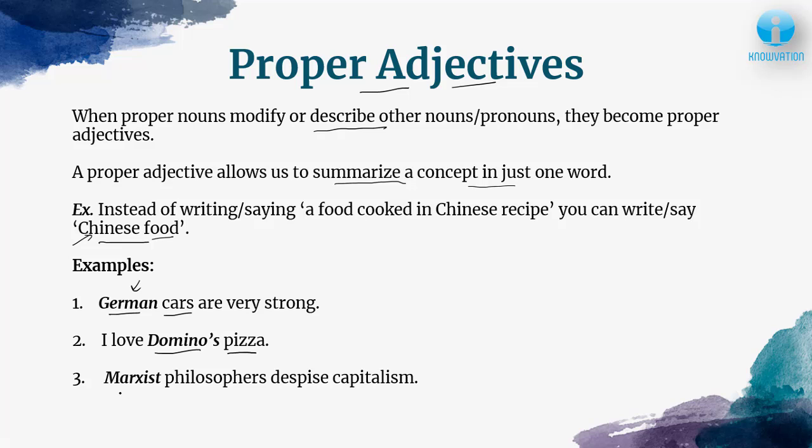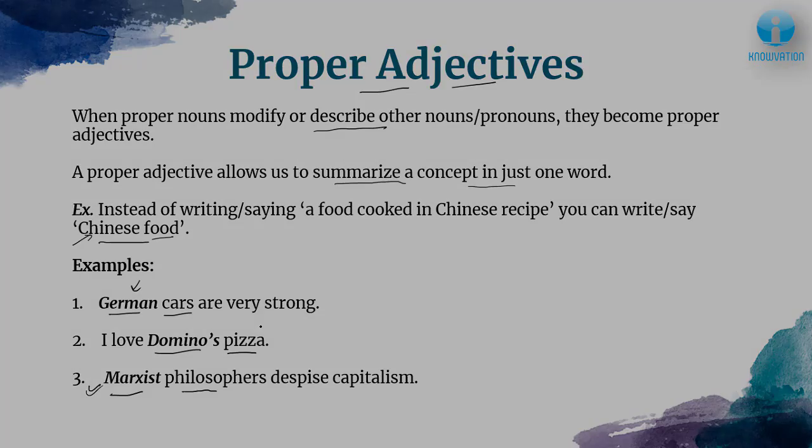Next, Marxist philosophers despise capitalism. So friends, again, Marxist, a particular type of philosophers. So philosopher is my noun, and when I'm talking about only Marxists, this describes a proper noun. So the Marxist will here be a proper adjective. So I hope this is clear.